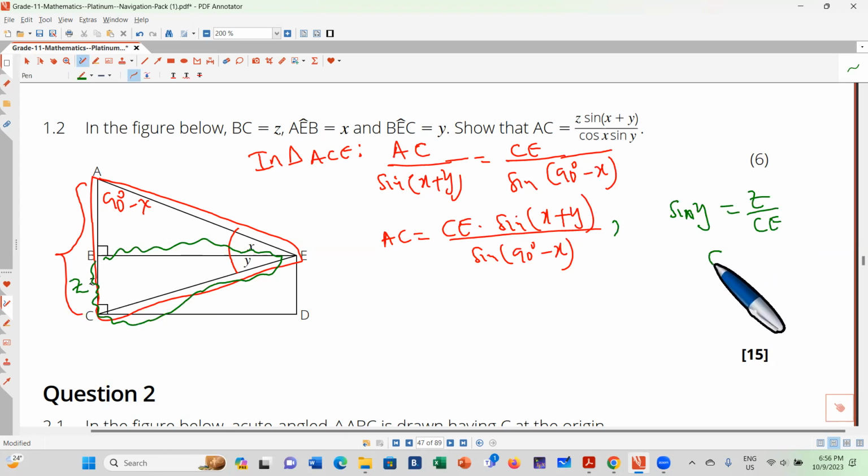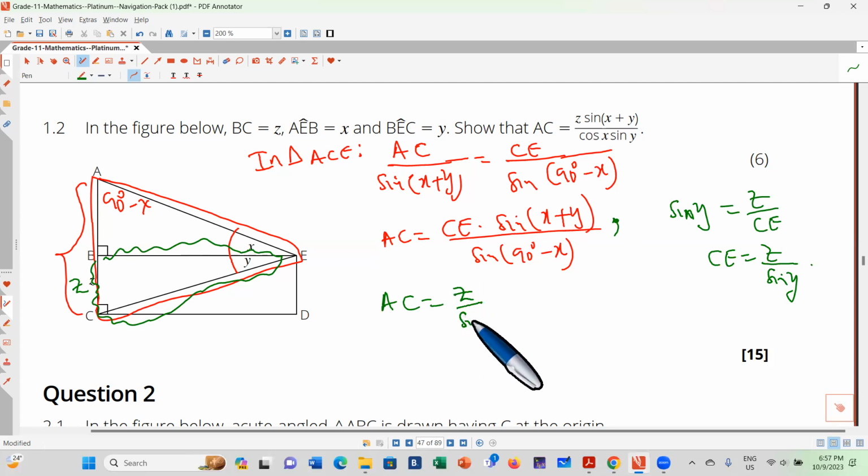What is CE? To find CE, we cross multiply. CE is going to sit at the bottom in place of the sine. So in the end, what we're getting is as follows: AC, then you have CE. What is CE? CE is exactly Z over the sine of Y, like this. You can put it down like that.